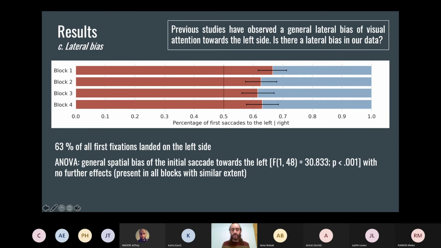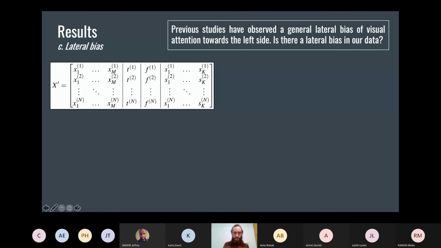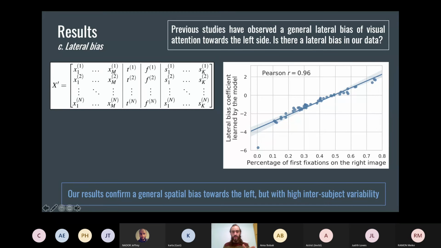So we see this in general, but different participants have very different biases. Some of them have a very large bias towards the left, and some are even biased towards the right. And this is reflected by the standard deviation plotted around the means. And we did a little bit more to compute this. If you remember from the slides on the modeling, we have coefficients that account for the bias of each participant.